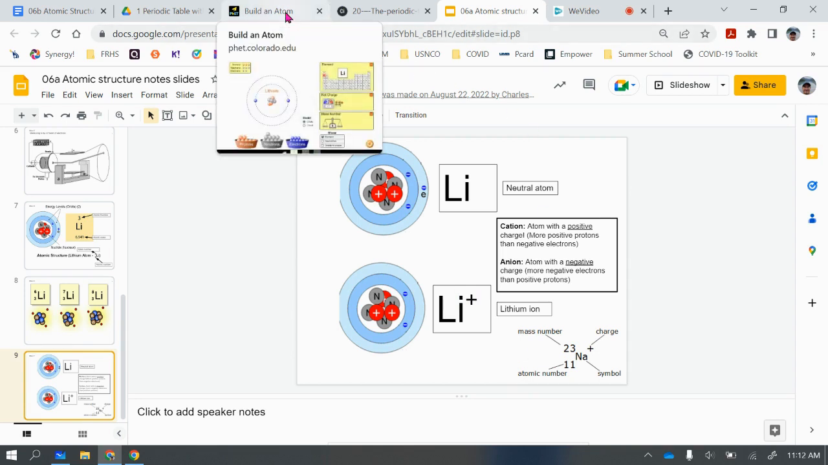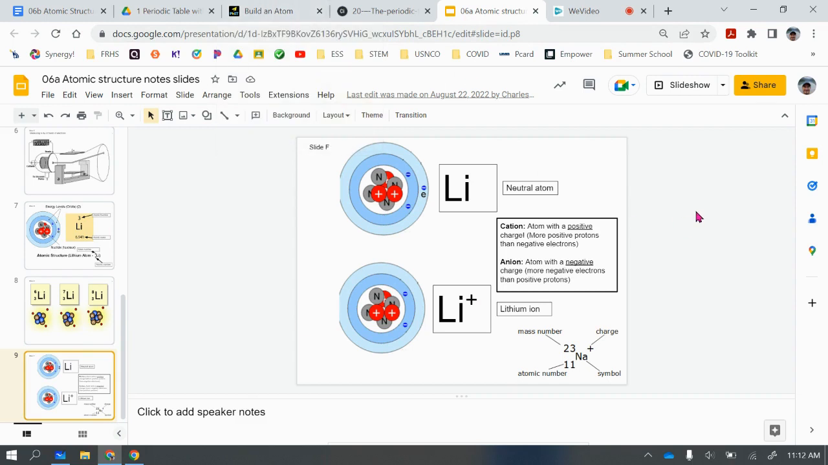So let's look at the notes really quick. This is just to make sure you have some good information written down here. What's the difference between these 2 atoms of lithium? One is neutral and one is an ion. And why does lithium have a positive charge in this example? Because it has more protons than electrons. If you need to pause to write that, you can.